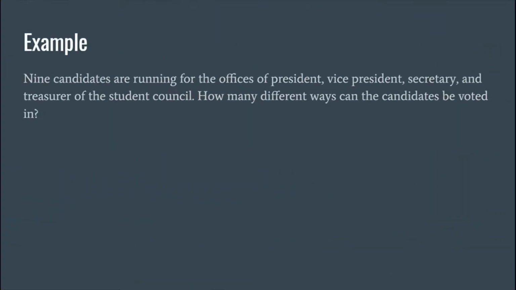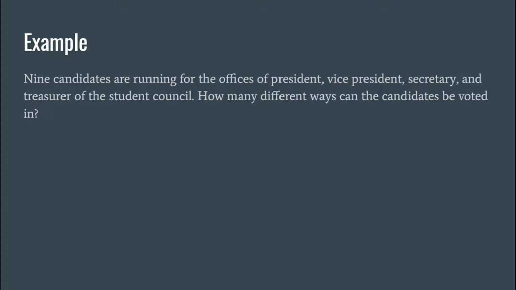Okay, so here's an example. You have 9 candidates running for the offices of President, Vice President, Secretary, and Treasurer. How many different ways can the candidates be voted in? So, how do you tell this is a permutation versus a combination? In this case, you have certain rules that you want to fill. That makes this a permutation. Remember what I just mentioned on the previous slide, or earlier slide I should say.